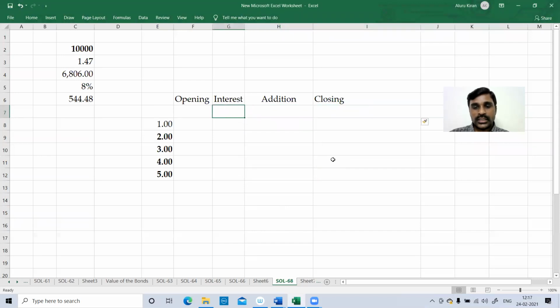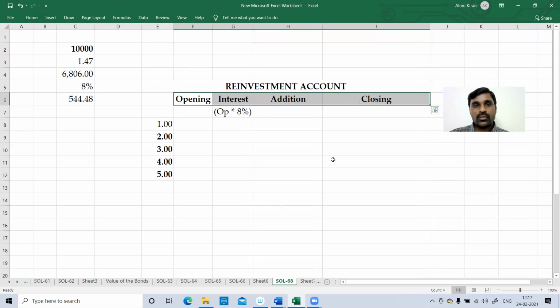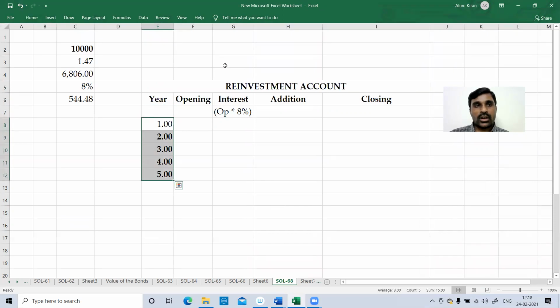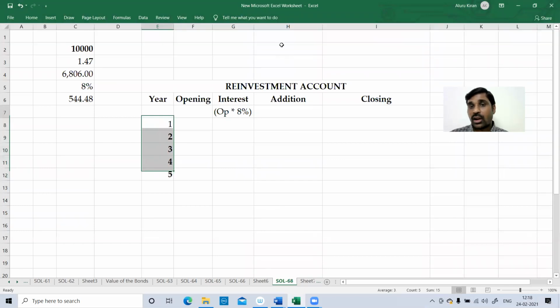Look at this. Interest is opening into 8%. This is the reinvestment account. What I am writing is a reinvestment account. Year, okay, year 1, 2, 3, 4, 5, etc. This is elsewhere reinvestment, not from the company.